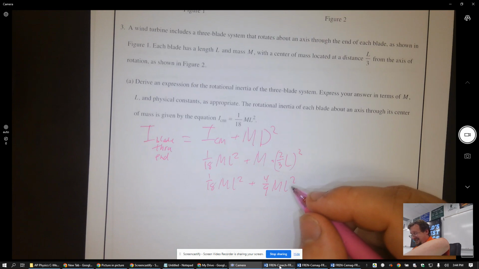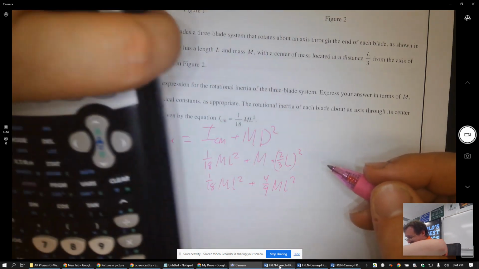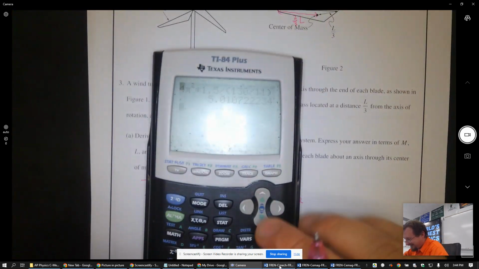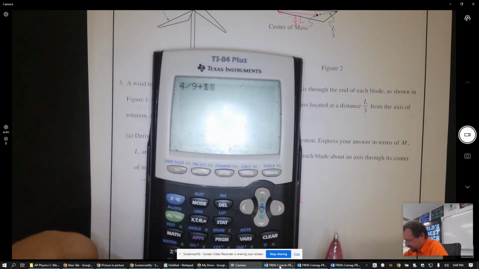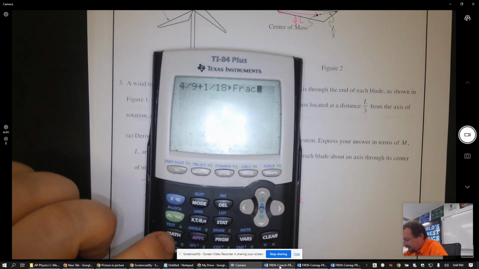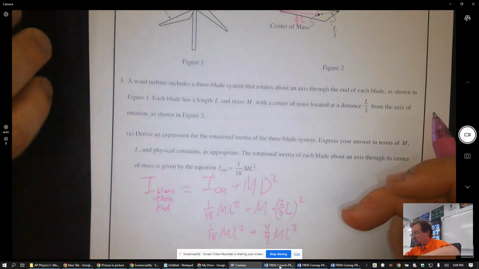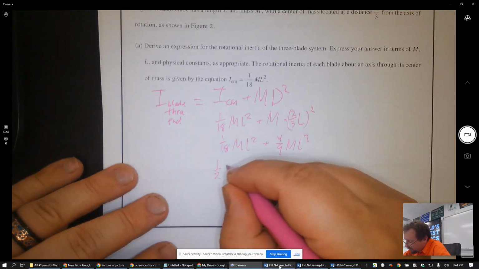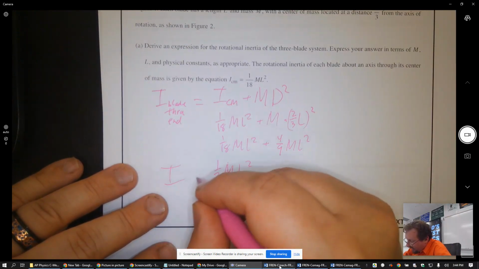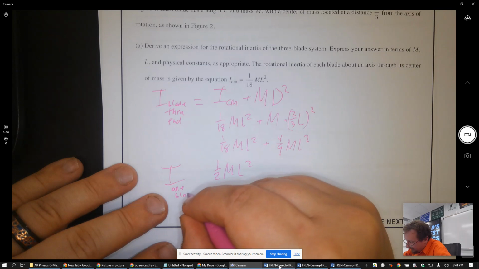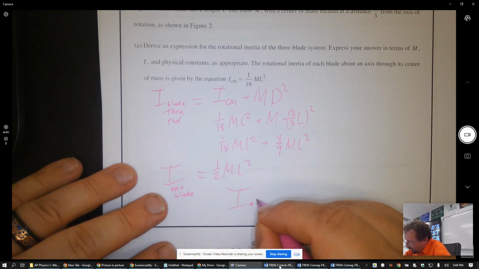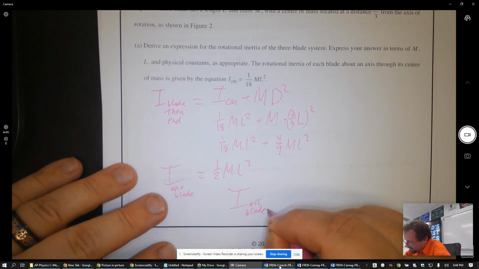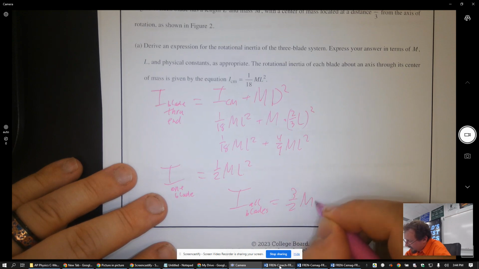I'm not going to combine those. Oh, I think I am. Oh, no, I'm not. Oh, I don't know what I'm doing. 4/9 plus 1/18, math fraction. Oh, what? Okay, so 1/2 ML squared. That's the I of one blade about its end. So the I of all the blades would be 3 times as much: 3/2 ML squared.